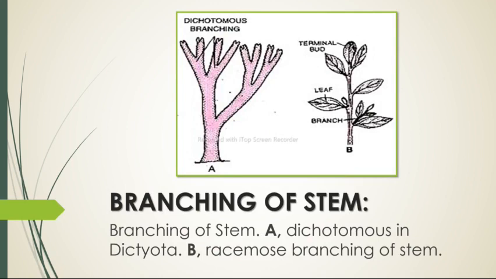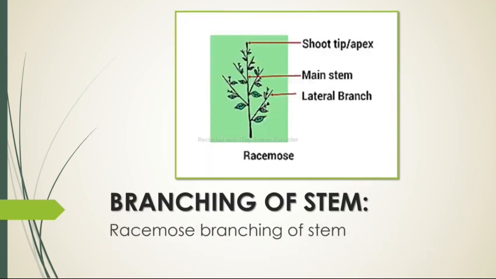So this is the branching of the stem. In branching of the stem, you can see in figure A that this is dichotomous branching in Dictyota. In the second figure B, you can see that this is the racemose branching of the stem, which includes the terminal bud, leaf and branch, as shown in the figure.